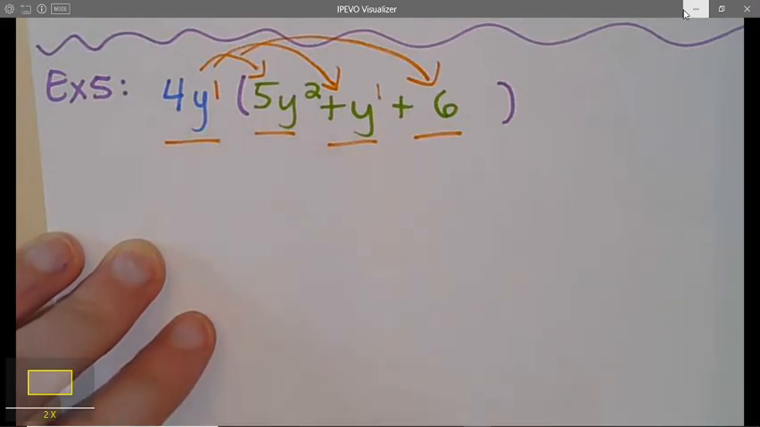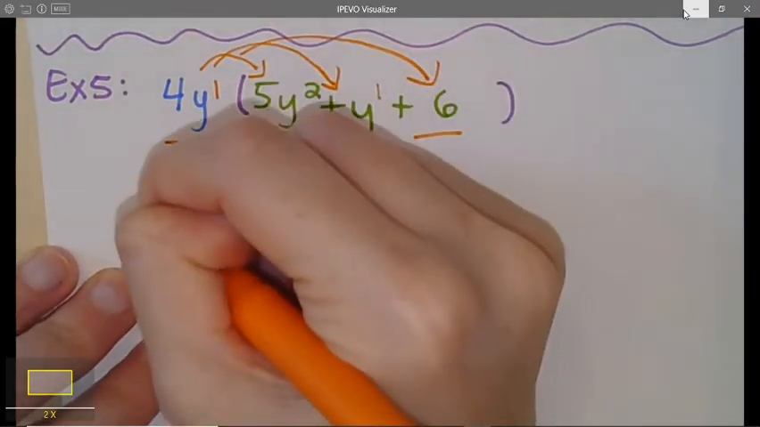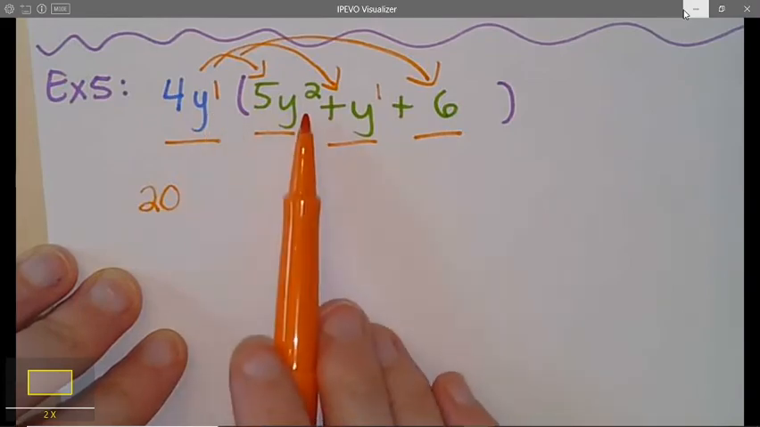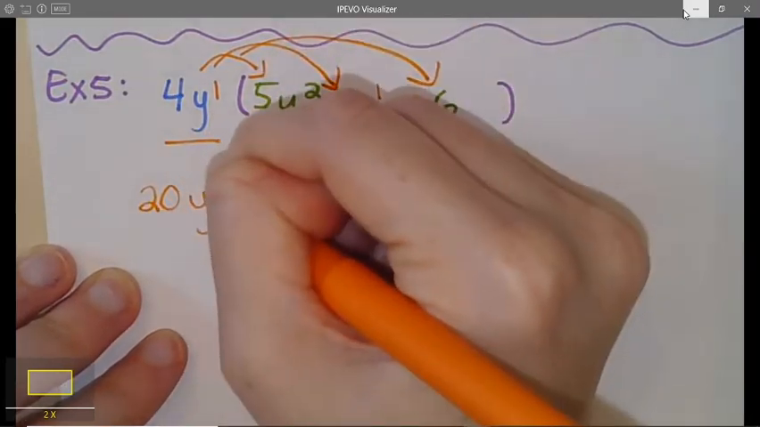Sorry, guys, the demon cats are already getting me. This is not good. Okay, so 4 times 5 will give me a 20, and then I'm going to add my exponents together. So 1 plus 2 is y to the third.